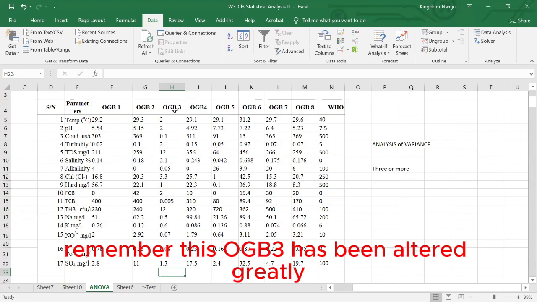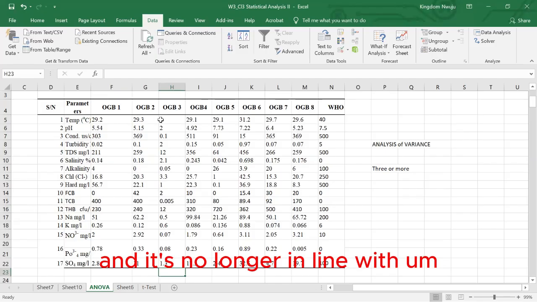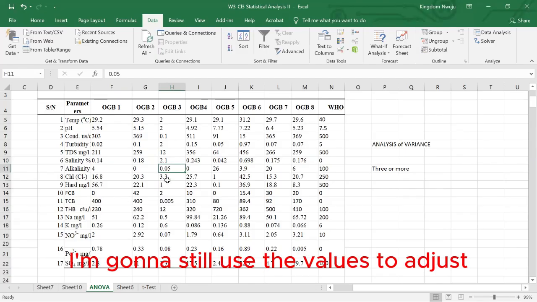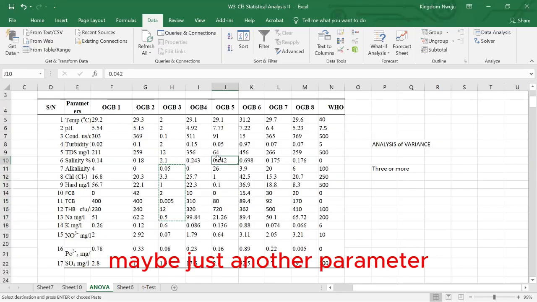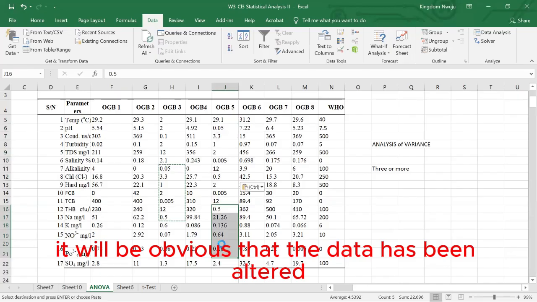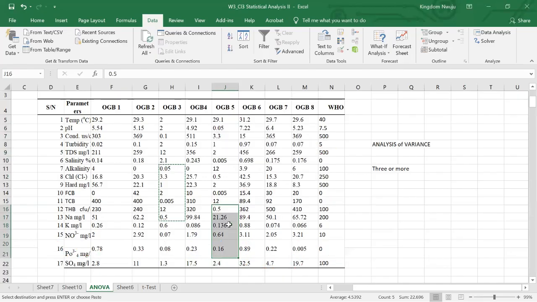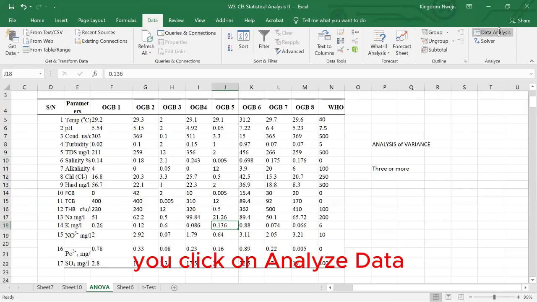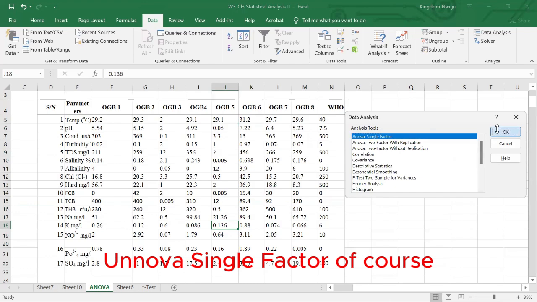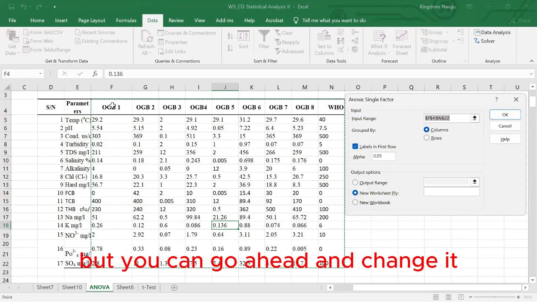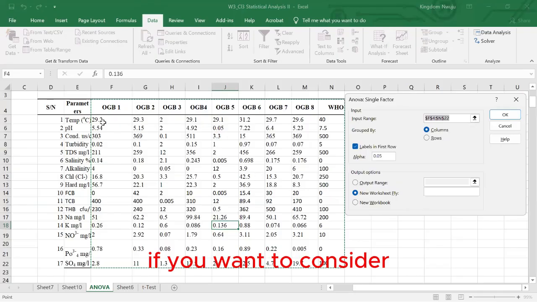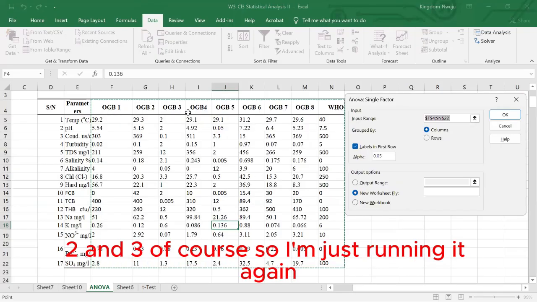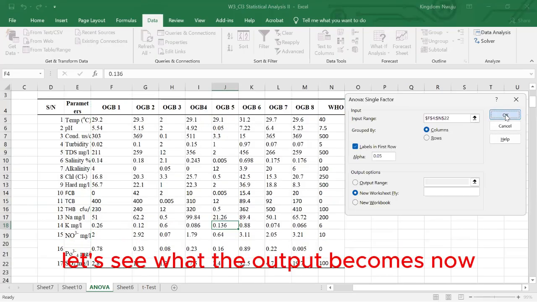Remember, this OGB3 has been altered greatly and it's no longer in line with the other parameters. I'm going to still use the values to adjust maybe just another parameter so that it will be obvious that the data has been altered. Okay, now let's say we have this. Now let's go again from data. You click on analyze data, ANOVA single factor. Of course, the range is still selected, but you can go ahead and change it if you want to. I can just run the analysis between OGB 1, 2, and 3, of course. So I'm just running it again. Let's see what the output becomes now.